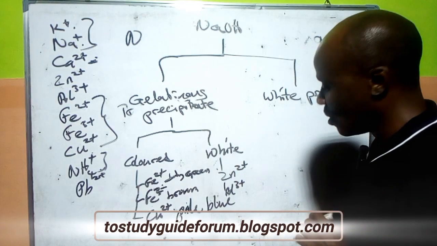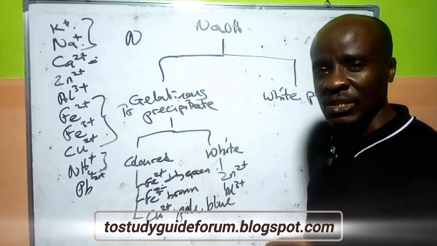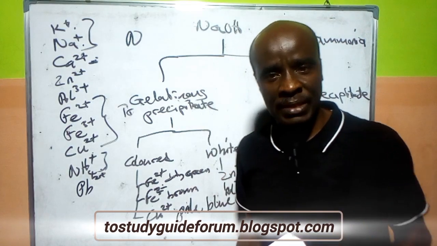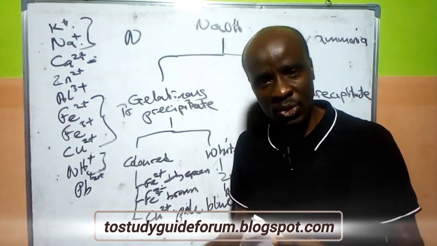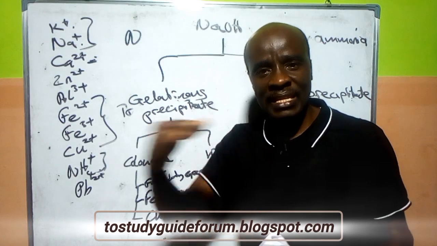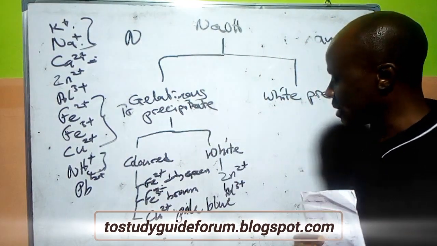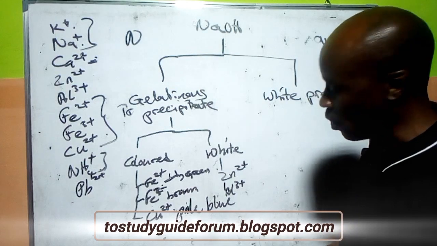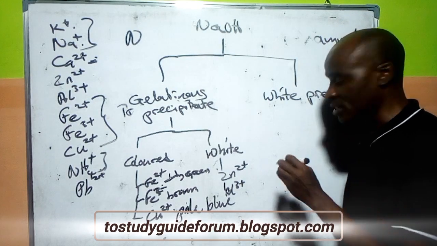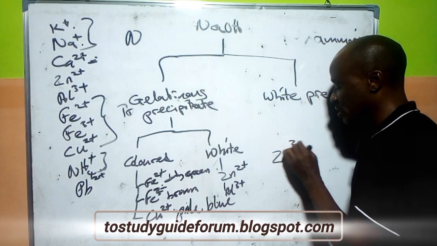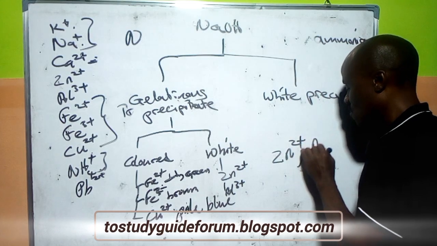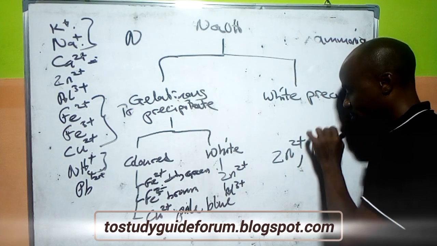Now, what does it mean? When you are doing this test, you find out that you have white gelatinous precipitate with sodium hydroxide, and then you add in excess, you have what? Soluble substance, which means if it's soluble, in your inference, remember to indicate these two. That's just how to do it.